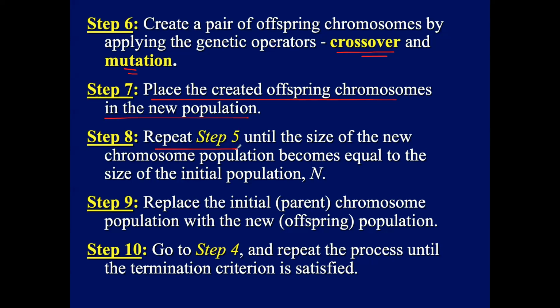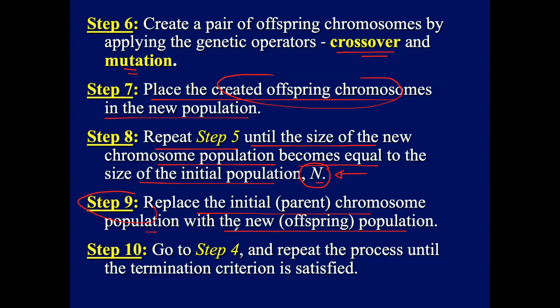So in step 8, we repeat our creation of offspring chromosomes and their addition to the new population until the size of the new chromosome population becomes equal to the size of the previous population N. So we do reproduction and mating, generating new offspring chromosomes until the size of the new offsprings is size N, the one we decided in step 1, the size we should work with. Now, in step 9, we replace the initial parent chromosome population with the new offspring population. And then in step 10, we go back to step 4 to calculate the fitness of the new offspring chromosome population. Okay, once the fitness is okay, we can stop, but if it's not okay, then we repeat the process until the fitness is okay or until the termination criterion is satisfied.